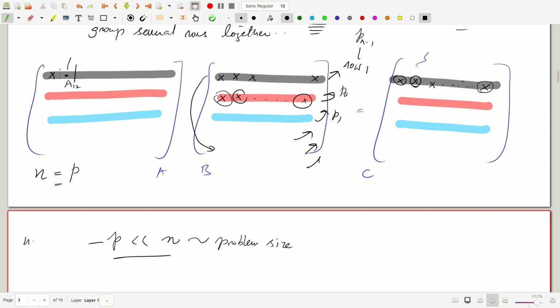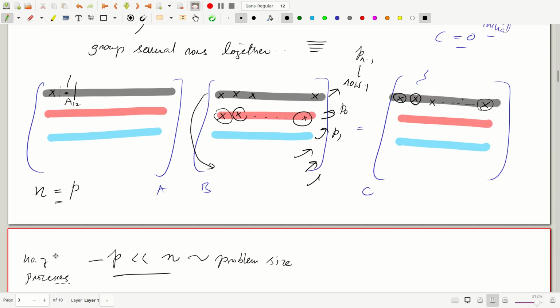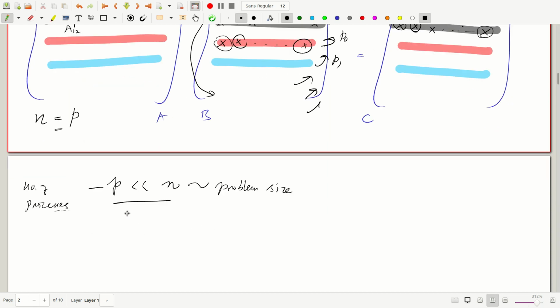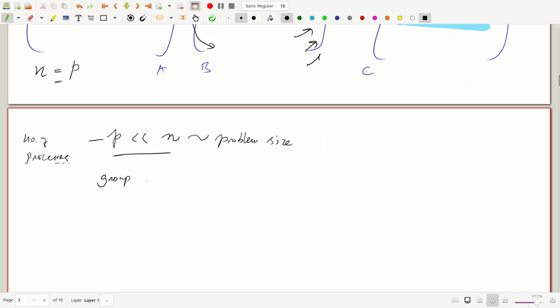So this is basically the number of processes, okay. Whatever I have presented here is basically for one row belonging to one process, okay. But now if each row, each color code here, contains several rows, that means your number of processes is much less than the problem size, so we have to group together several rows and assign them to one process, okay.